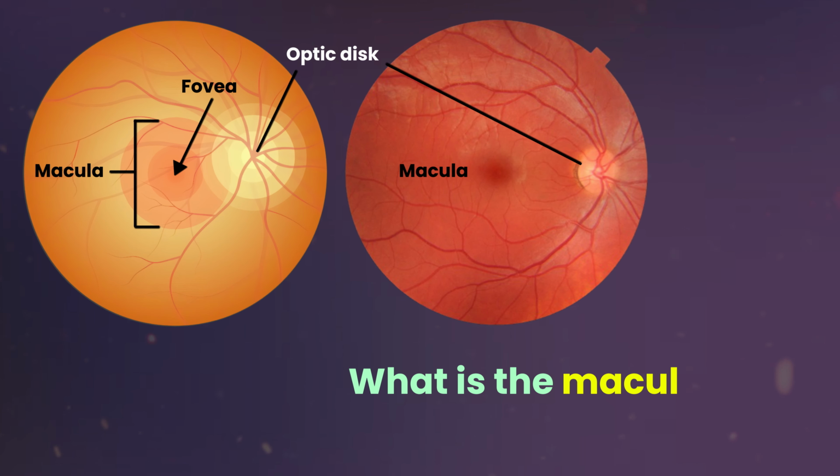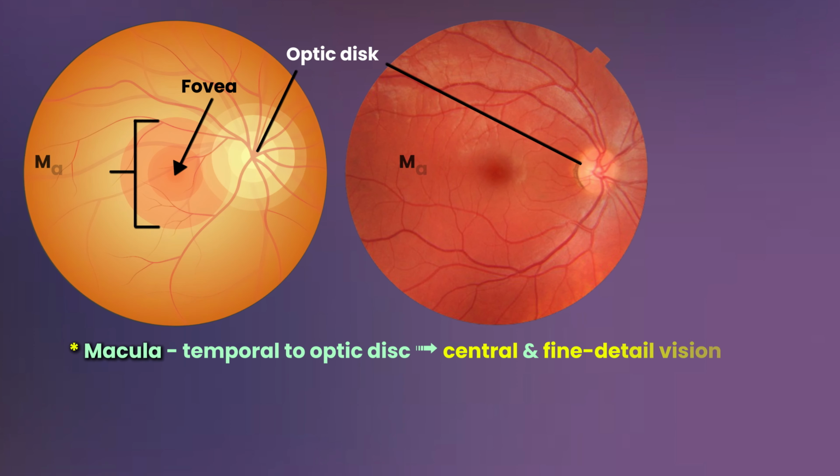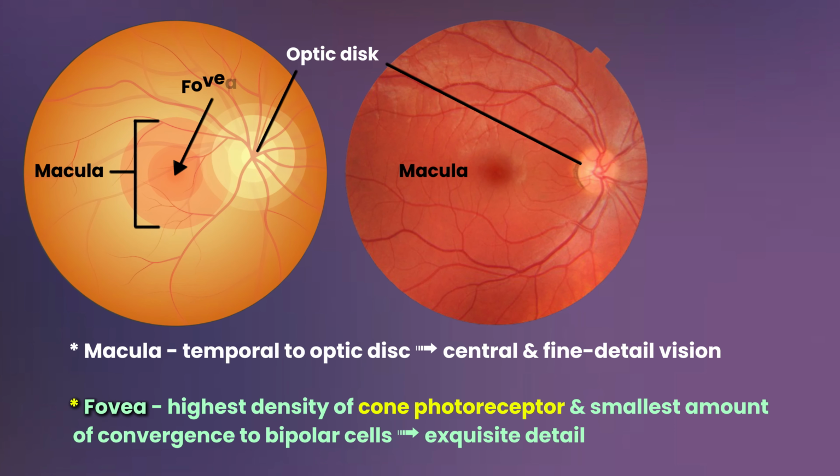What is the macula? The macula, located temporal to the optic disc, is the area of the retina that is specialized for central and fine detail vision. The center of the macula is the fovea, which has the highest density of cone photoreceptor cells in the retina and the smallest amount of convergence to bipolar cells. This provides for exquisite detail in visual perception.